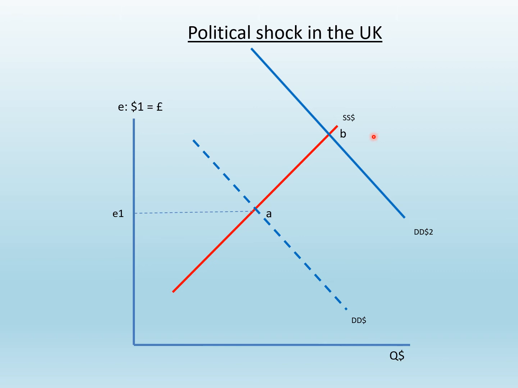This had the potential to cause the British economy to move into recession. If the British economy moves into recession, it has the effect of causing a fall in demand for goods and services on the part of the British public, including a fall in demand for imports. And because imports fall, there's a fall in demand for dollars, and the pound now appreciates from point B through to point C.